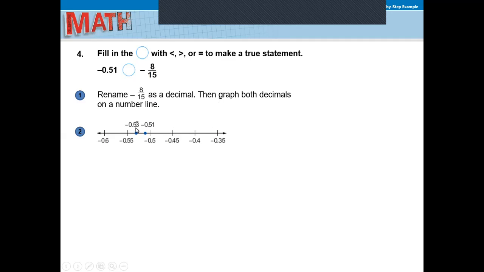When I do 8 divided by 15, I'm going to get a repeating decimal, 0 and 53 hundredths, with the 3 having a notation bar. Okay, so negative 0.53 is farther left than negative 0.51. Negative 53 hundredths is less than negative 51 hundredths. Going back to the original numbers, negative 51 hundredths is greater than negative 8/15. Negative 8/15 was the negative 53 hundredths.